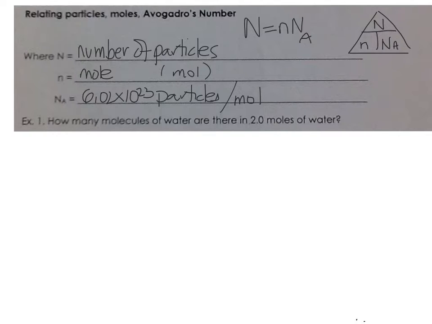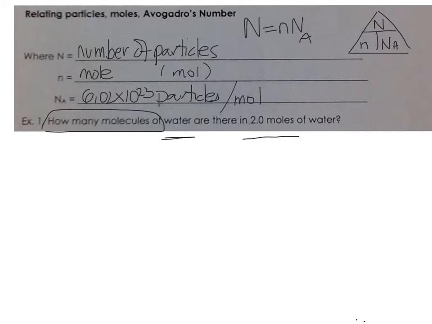What math do you do when you have a number above another number? Divide. So if I want to figure out the number of particles, I'm going to cover up big N. That leaves little n times Na. If I want to find the number of moles, I cover up the little n. That leaves big N over Na. Okay. How many molecules of water are there in 2 moles?